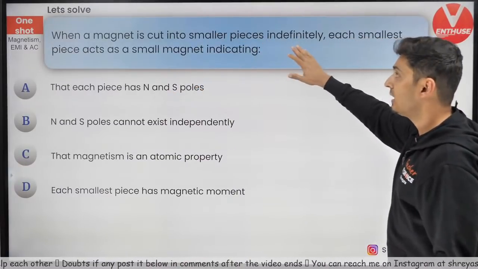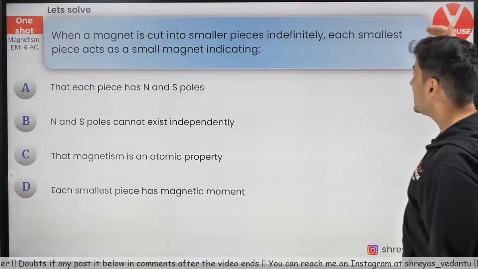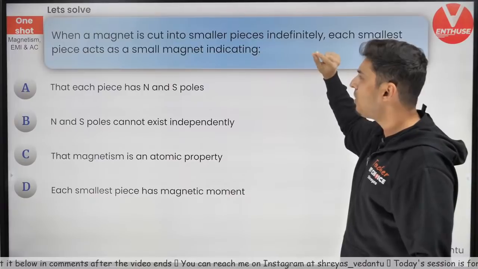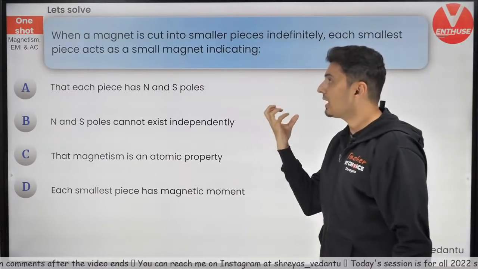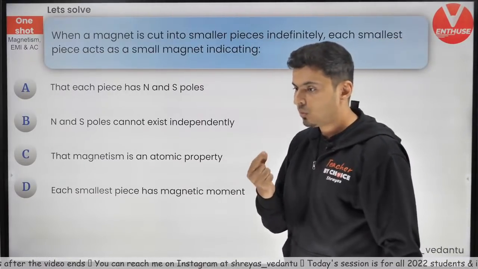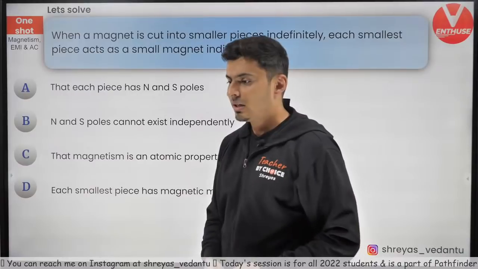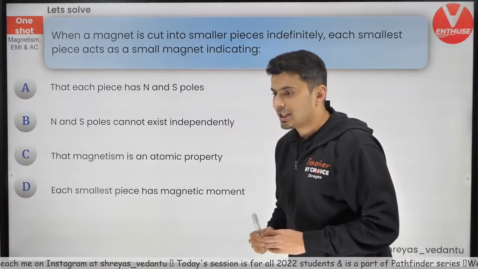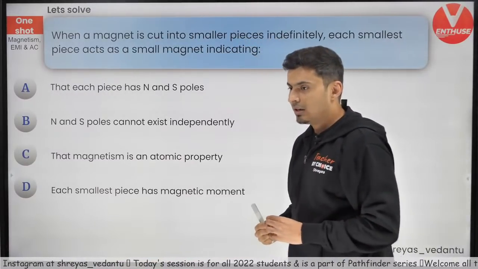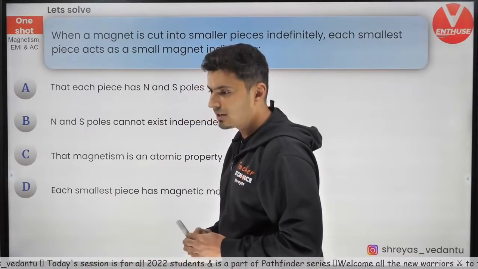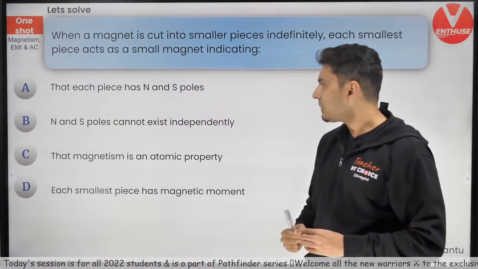When a magnet is cut into smaller pieces indefinitely, each smallest piece acts like a small magnet. What can you conclude from this? Think about it, my warriors. Ishwar is saying B. Somebody is saying A. Laksh is saying A. Many of you are confused between A and B.